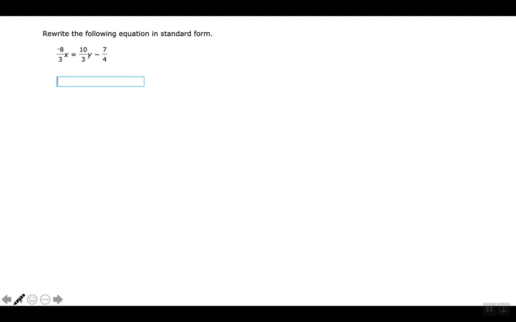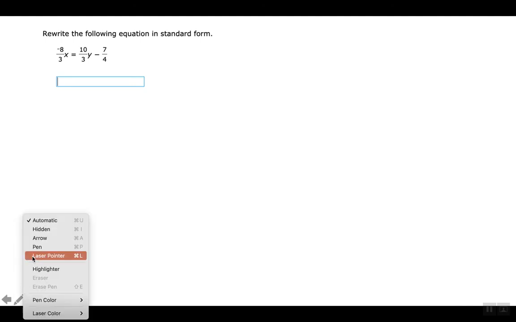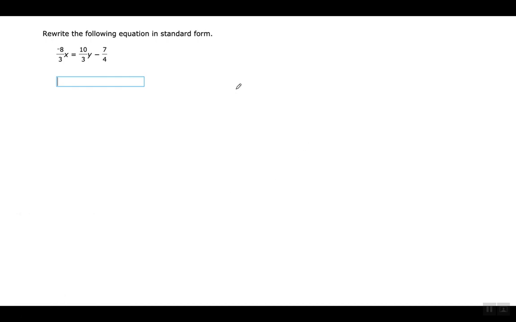All right, so here's our problem. Negative 8 over 3x equals 10 over 3y minus 7 over 4. Okay, look, so the first thing I'm going to do is let me rearrange the terms. Let me move them around so that they could be in standard form, except for the fraction, which I'll show you how to get rid of.